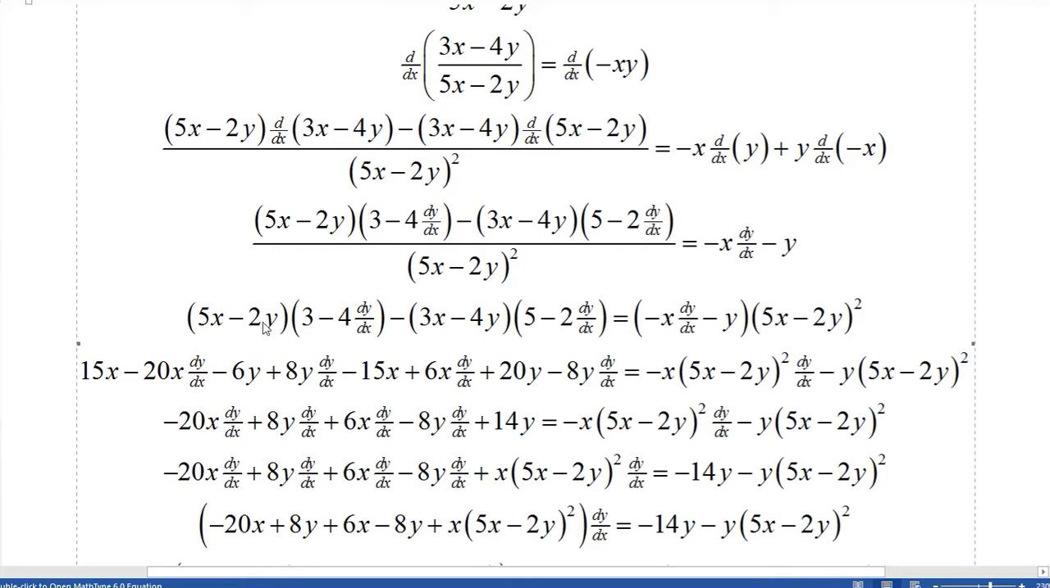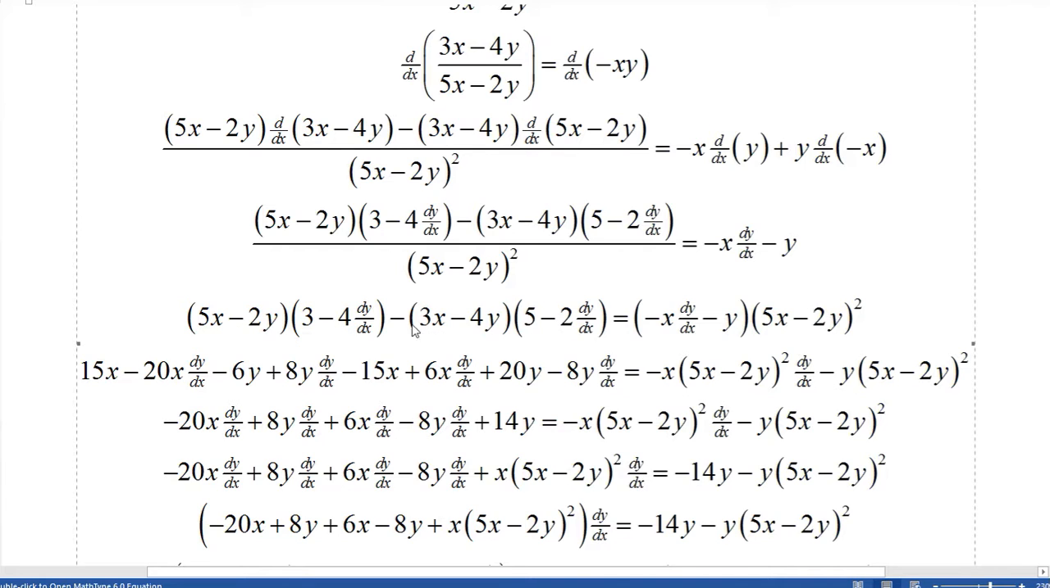On the left, I'm going to use FOIL and multiply this out. 5x times 3 is 15x. We got negative 20x times dy over dx. That's for the outer. The inner is negative 6y. And the last times last is positive 8y times dy over dx. So those 4 terms are from this two.